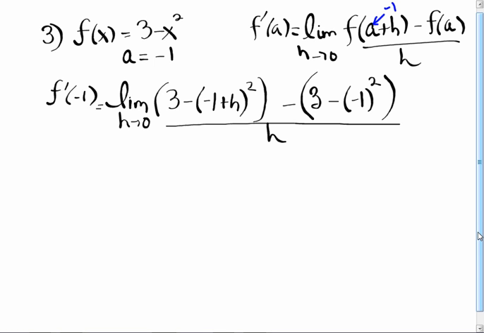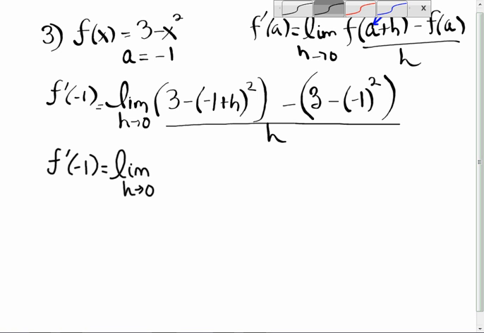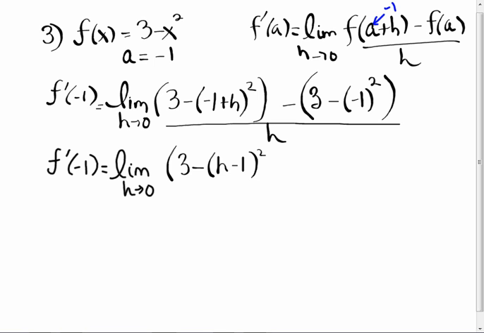Well, I'm going to clean that up a little bit before I do it. It's 3 minus h minus 1 squared, because it's easier for me to square. Minus, and then this is 3. Do I need these parentheses around the -1? Yes. So this is a positive 1 when I square it, but now it's going to be minus. All over h. I can cross out the 3's.